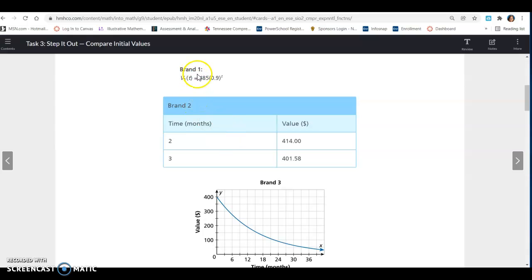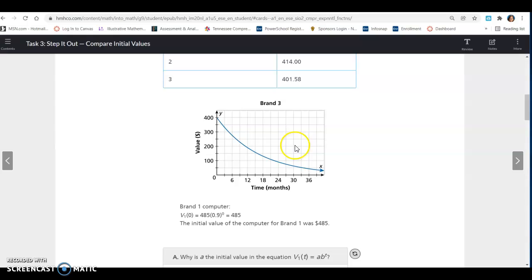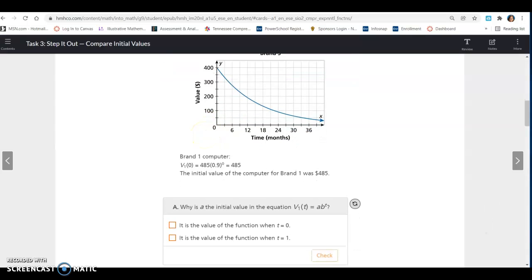Brand 1 gives you the equation, and we can easily plug in 0 here, and anything to the 0 power is 1. So we can easily see from this one that the initial value is 485. Now this one starts at second month. Month 2 and month 3 is all that is given in the table, so it doesn't give us our initial value. So we will have to find that one. And the graph doesn't say what the initial value is, but you can read that from the graph, and you can see that (0, 400) looks like 400 is the initial value of the graph.